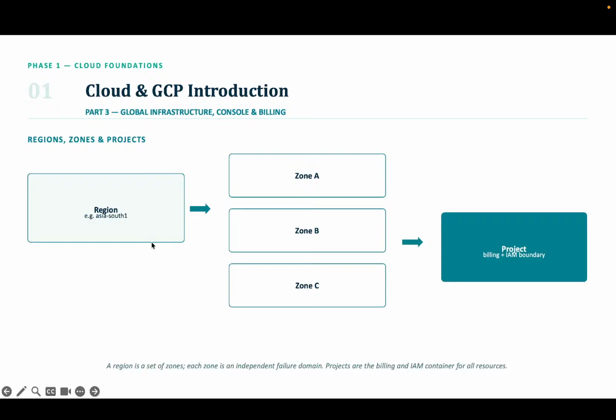Say you have deployed in Asia South one, and you have to deploy two servers. You will deploy one in zone A and one in zone B, or one in zone B and another in zone C. That way, in case of any zonal outage, you still have one server left for serving the traffic. Okay. Any questions?